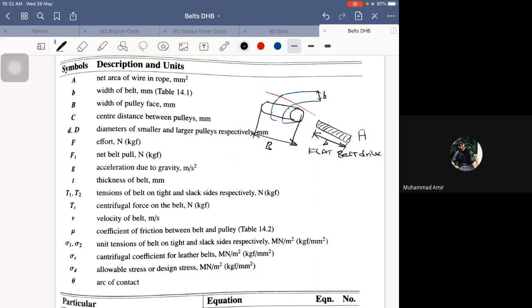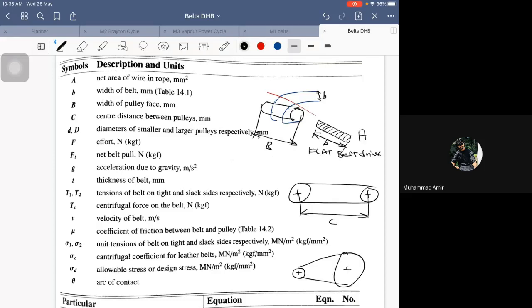Just see the center distance between the pulleys. If there is one pulley here and another pulley here, the center distance between these two is known as capital C. Small d and capital D are the diameters of the smaller and larger pulley. What happens generally is a larger pulley and a smaller pulley, so the diameter of the larger pulley is taken as capital D, and the smaller pulley is taken as small d.